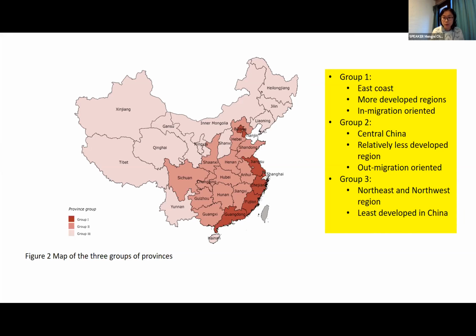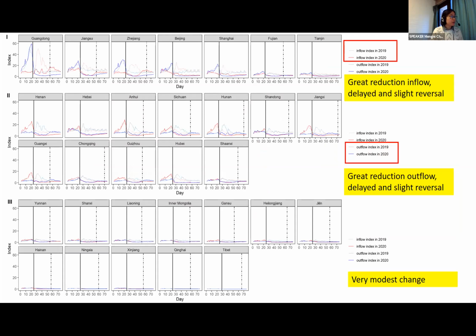And the third group is in the northeast and northwest region of China, the least developed area in China. So these are the three groups of provinces which demonstrate three different patterns. This picture provides you the inter-provincial mobility in the 31 provinces from day 1 to day 75. I would like to draw your attention to the first two groups, because we see from the third group that there is very modest change in mobility over time.